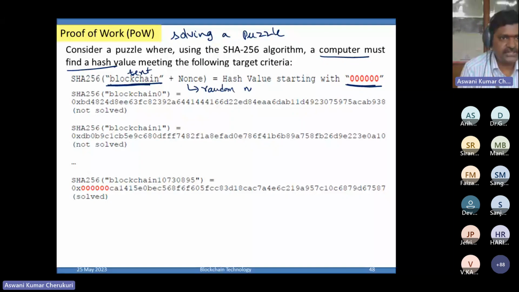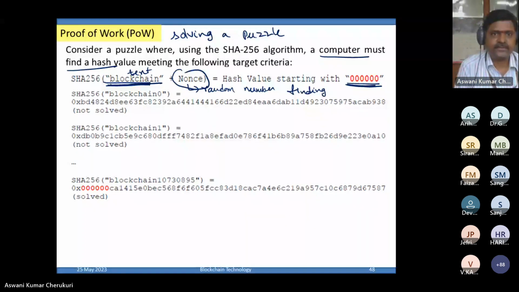Now the question is, what is unknown here? If you notice, the blockchain text is common to everybody. The output you are supposed to get, the 6 zeros at the start of the hash value, is also known. What is unknown is the nonce, the random number. So finding this random number, this particular nonce, is the puzzle.